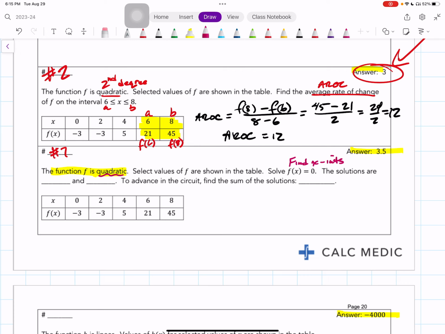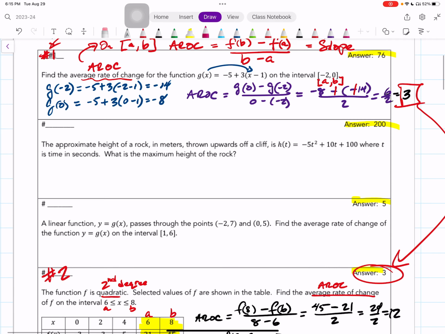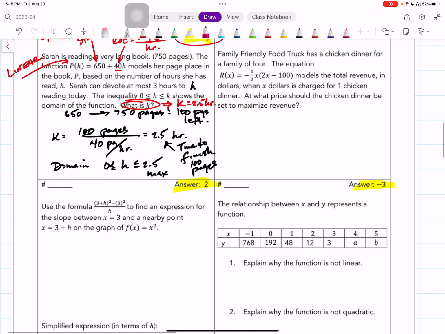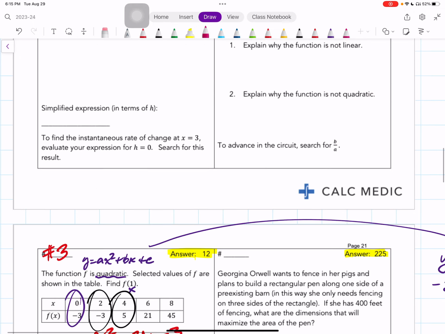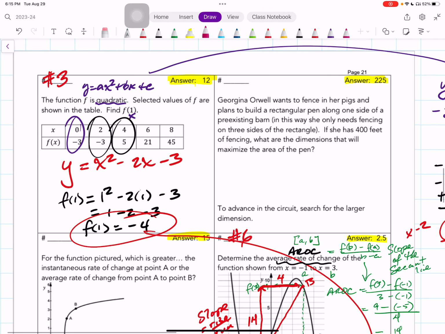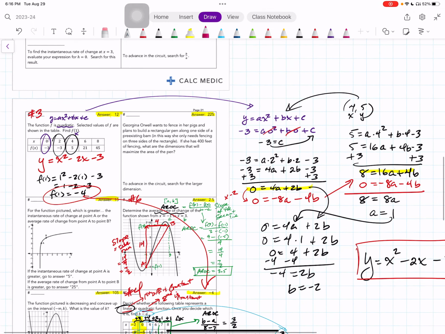But this kind of looks familiar. Oh my God, we did it right above it here. Let me see, did I find it? Let's go back to another problem. Did we work on this already? Oh my God, we did. Look at this. We know what the function is. We did this in number 3.